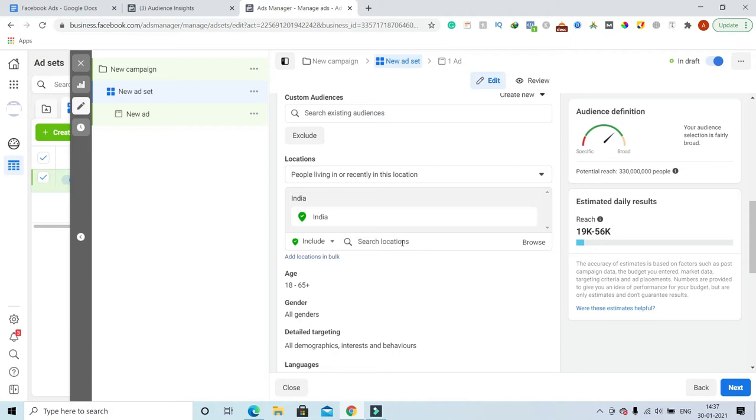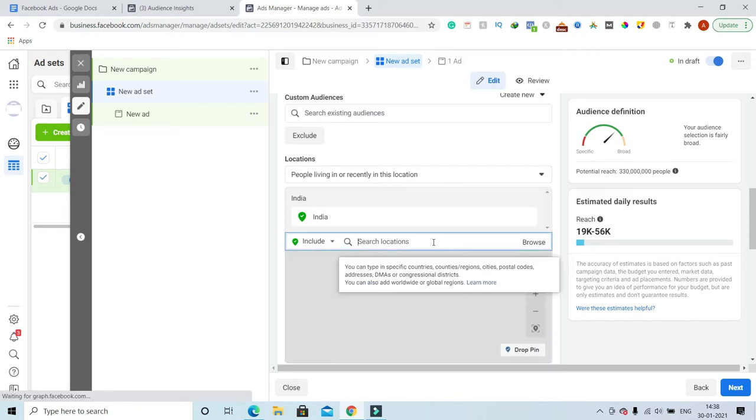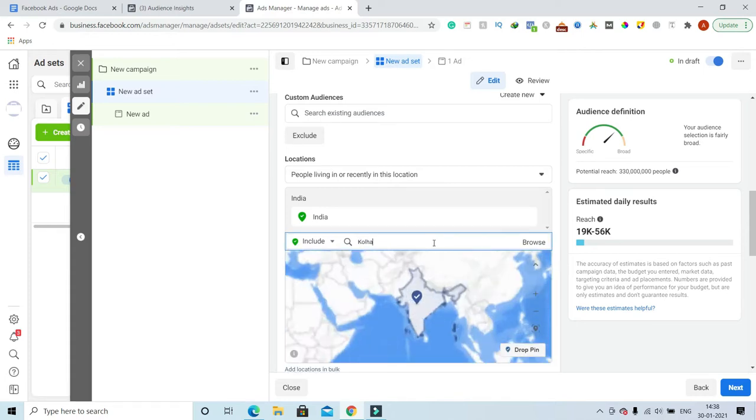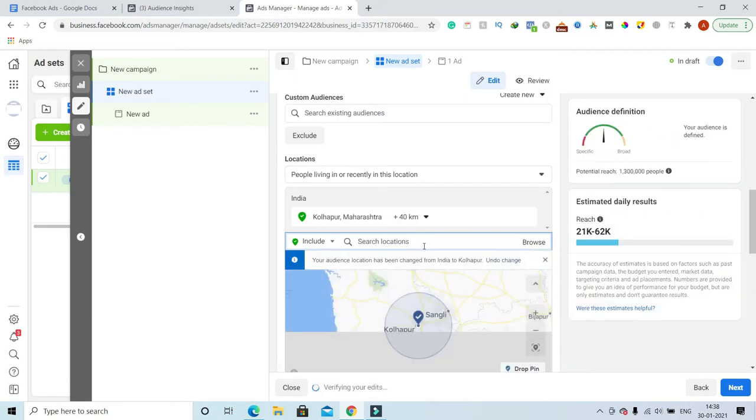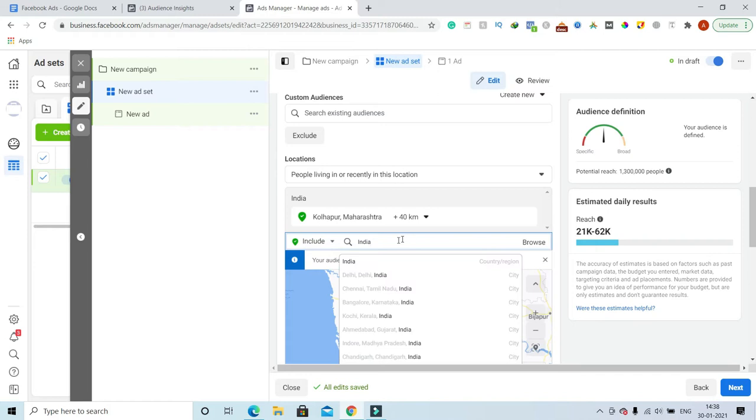So if you are a coaching institute who wants to increase its brand awareness in the local area, then maybe you can put in the name of your local city. So let me put Kolhapur here. So I'll start with Kolhapur. So now I'm going to advertise my particular business in this particular area only. But if you want to cover the entire India, you can cover the entire India. So if you want to advertise locally, then select your location accordingly.